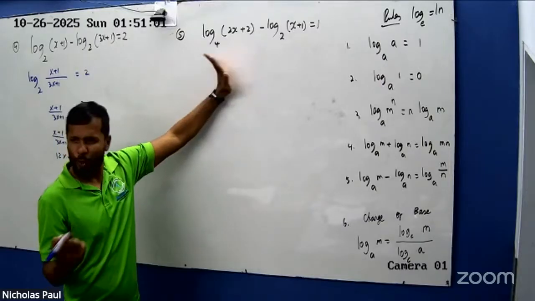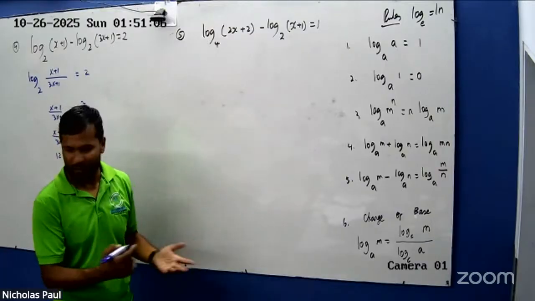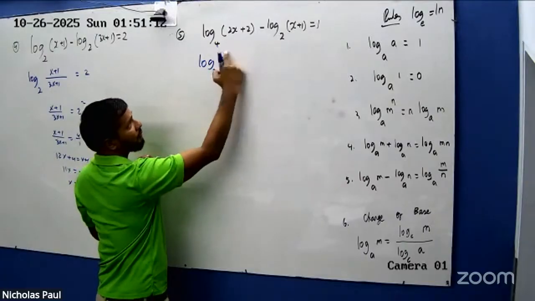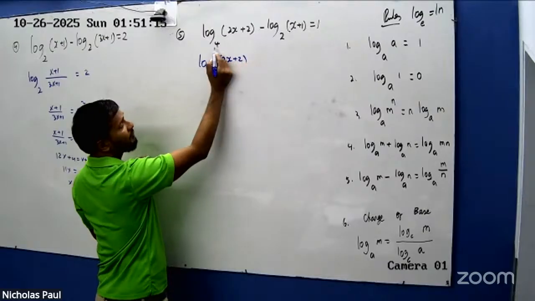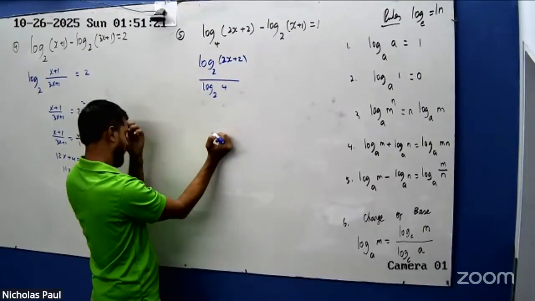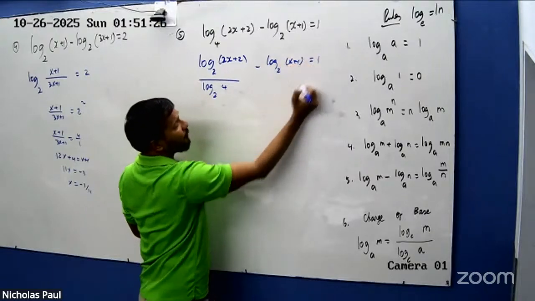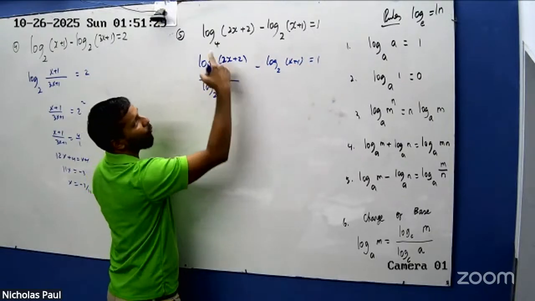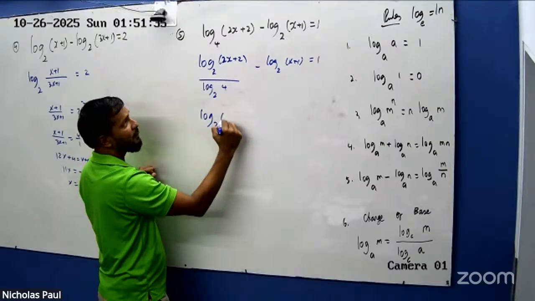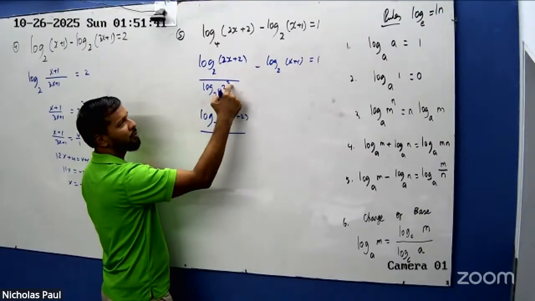Change base, right? Normally what you do is take the larger base and convert to the smaller base, right? It doesn't really matter, right? But I will take the larger base and convert to the base 2. So converting 4 to the base 2, I have to divide by log 2 of 4 here. Minus log to the base 2 of x plus 1 is equal to 1. Please don't convert both of them. One will stay in base 2 and convert 4 to the base 2. So this is log to the base 2 of 2x plus 2 all over, this is 4, 2 squared, the square will come in front, right?